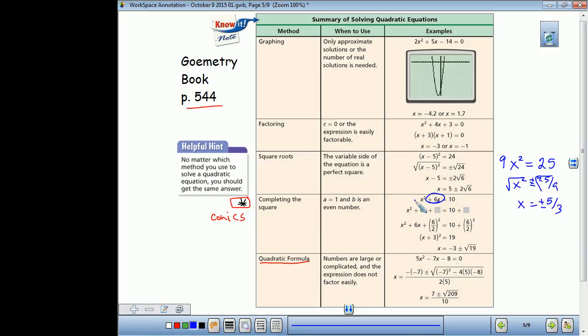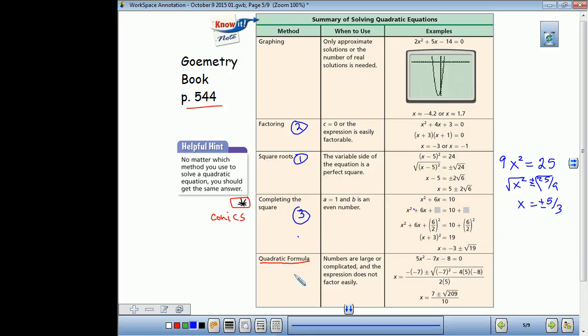If the leading coefficient is something besides a 1 or the middle term is odd, probably going to use quadratic formula. So this is kind of, for me, how my brain would think. I would probably check for square roots first. Then I would see if it factored quickly. If it had an even middle term and a leading coefficient of 1, I might complete the square.